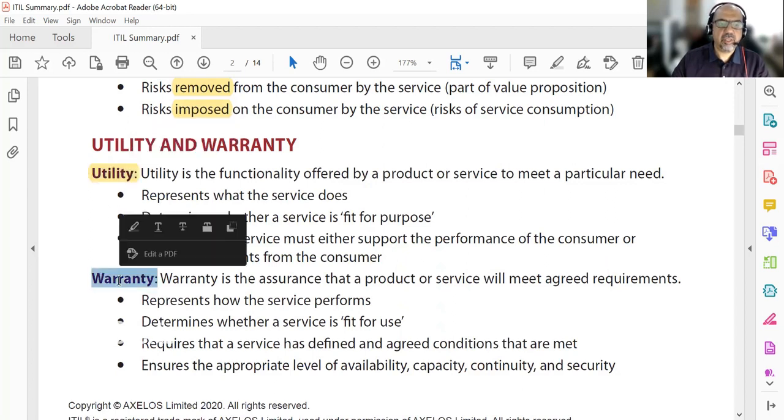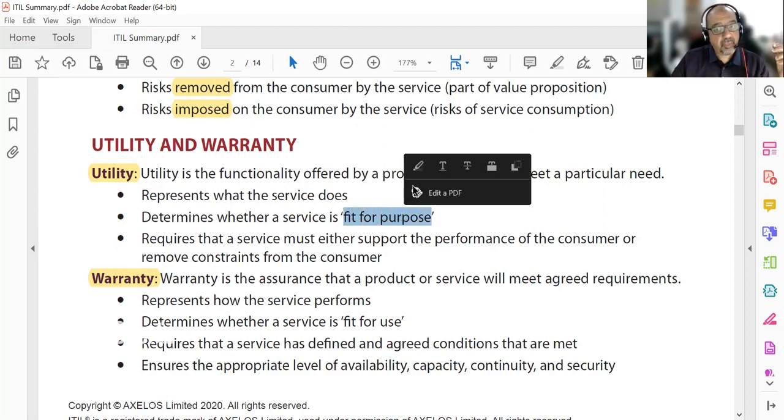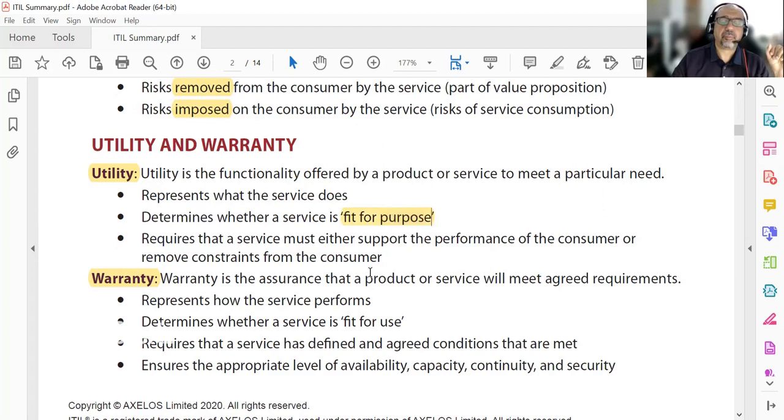So the service is providing us functionality. This functionality, this is what we need from this product or service. This one represents what the service does. Is the service fit for purpose? So the service will either support the performance of the consumer or remove some constraints from the consumer. So we need both. We need utility and warranty.